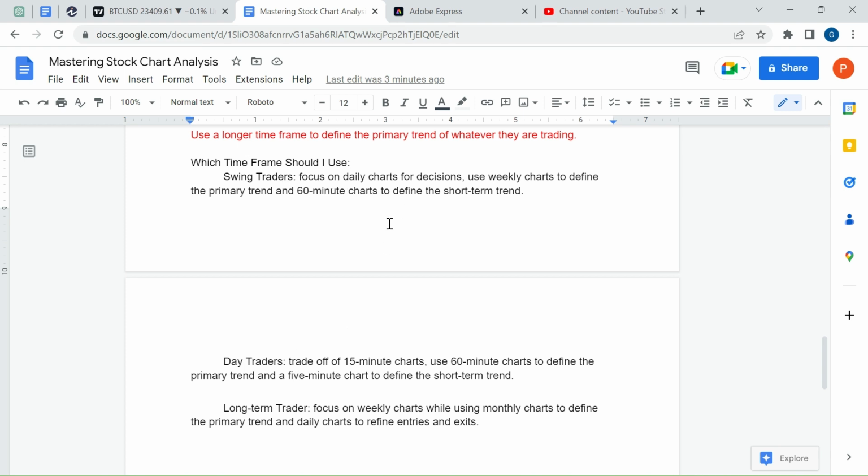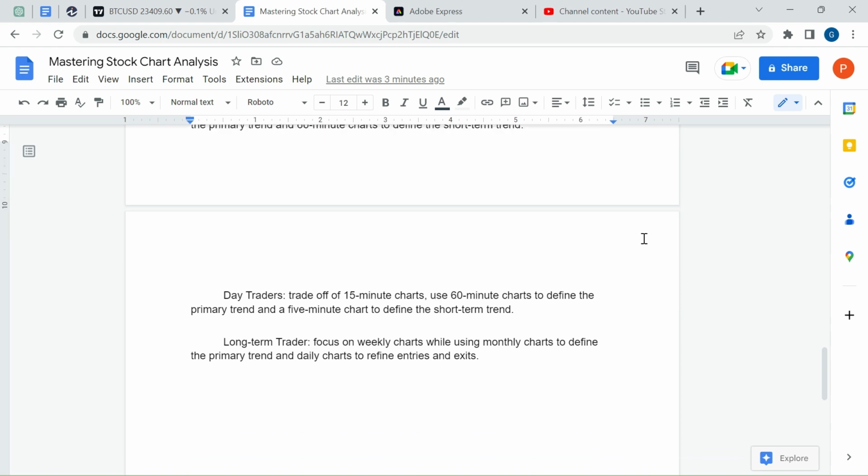For a swing trader, you may want to focus on daily charts for decisions, use weekly charts to define the primary trend, and a 60-minute chart to define the short-term trend. For day traders, you may want to trade off the 15-minute chart, use a 60-minute chart to define the primary trend, and a 5-minute chart to define the short-term trend.